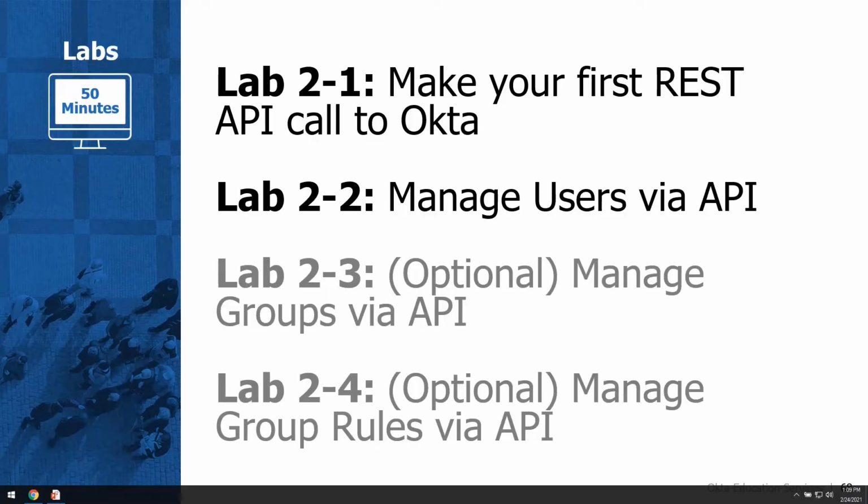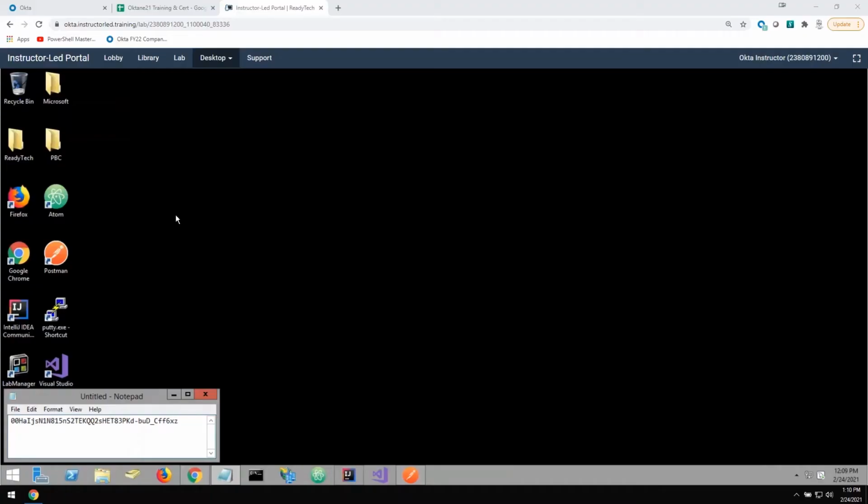In this first lab, we're going to set up the Postman environment so that we will be able to make REST API calls against our Okta environment. Postman is a free download, so you can get that over the internet, and it makes it a lot easier for us to work with REST API calls to test. So in this first lab, we will set up the Postman environment. To do that, let me switch over to the environment.